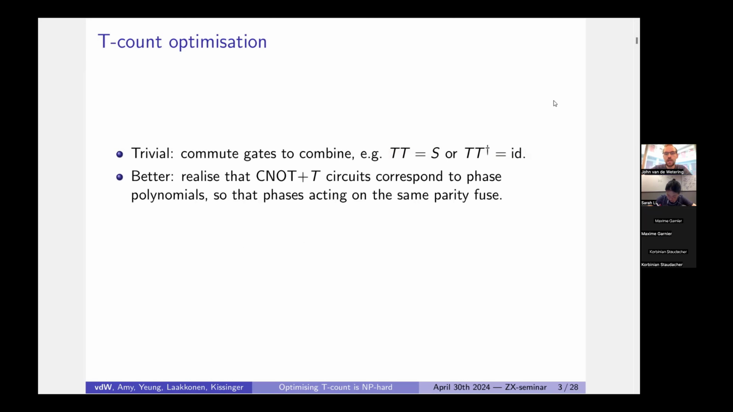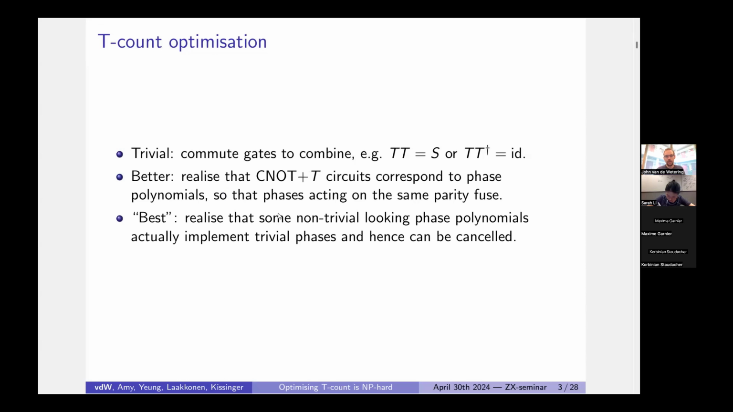Slightly better is if you realize that if you have a CNOT plus T circuit, you can actually push these CNOTs all the way to the right, and then you get a whole bunch of phase gadgets. In ZX calculus, you would get phase gadgets, which actually corresponds to a phase polynomial circuit. And then if you have two phases that are acting on the same parity of qubits, then those phases combine together. And this also allows you to combine T gates into Clifford gates. The best known way is you can realize that some of these non-trivial looking phase polynomials actually implement trivial phases and then can be cancelled.